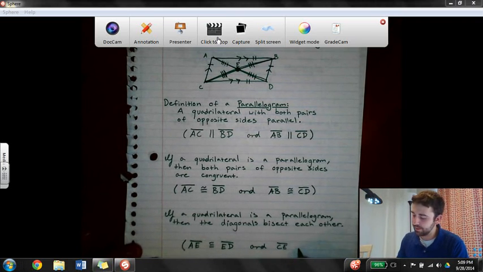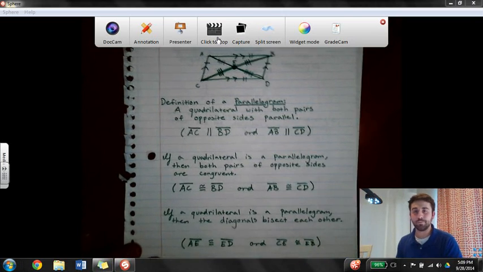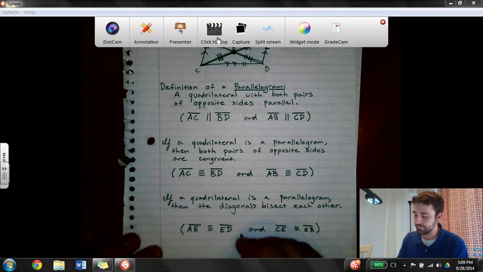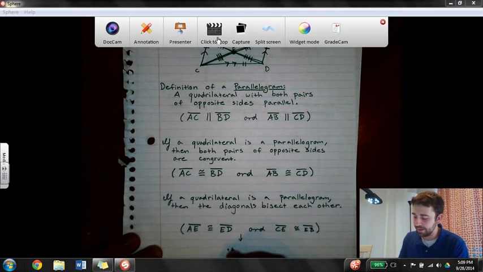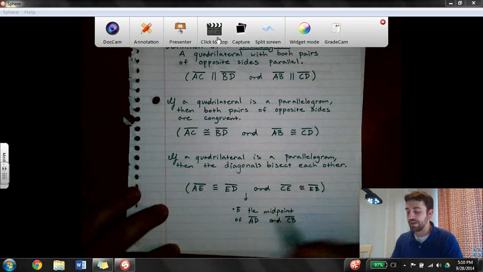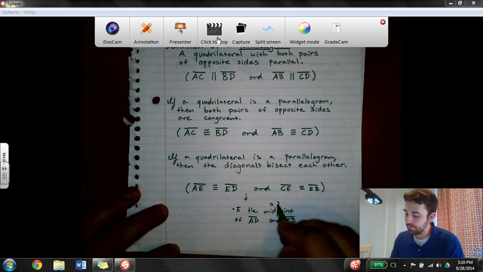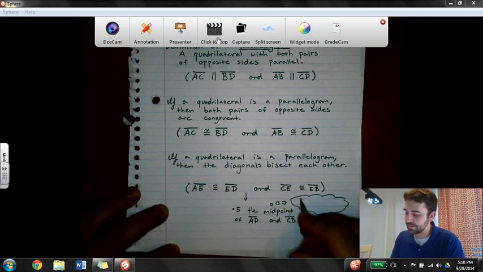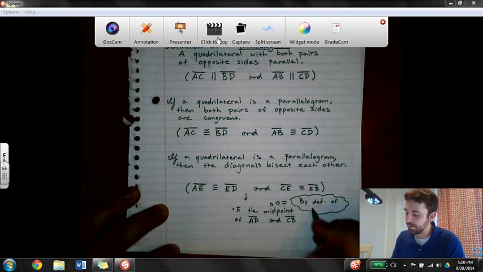and CE is congruent to EB, which by definition makes the point they intersect, E, the midpoint of segment AD and of segment CB. And the reason we know this is by definition of a midpoint.